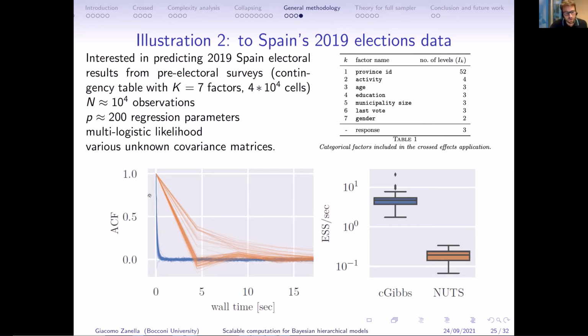Again, you see in this plot the autocorrelation function as a function of wall time. And again, Hamiltonian Monte Carlo mixes well, but needs to do a very large number of leapfrog steps per iteration, and so you get in the end a large time per iteration. So this is again to challenge the fact that Gibbs type schemes are in a sense inefficient compared to gradient-based ones.